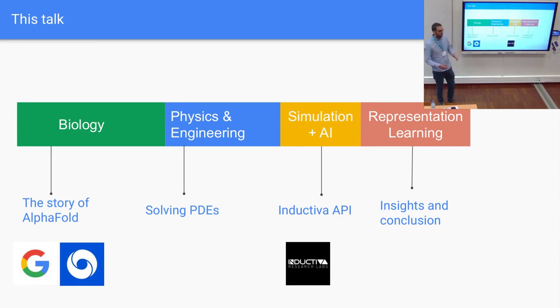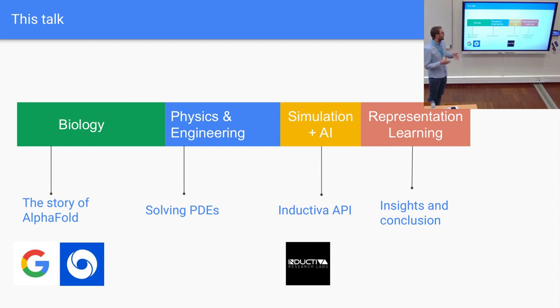So I will split the talk into different sections. In the first one, I will talk about biology, and I will tell you a little bit about my experience when I worked at Google DeepMind on the AlphaFold project. Then I will move on to talk a little bit about physics and engineering, in particular, how machine learning is now being used to try to solve problems in this domain, things like solving partial differential equations.